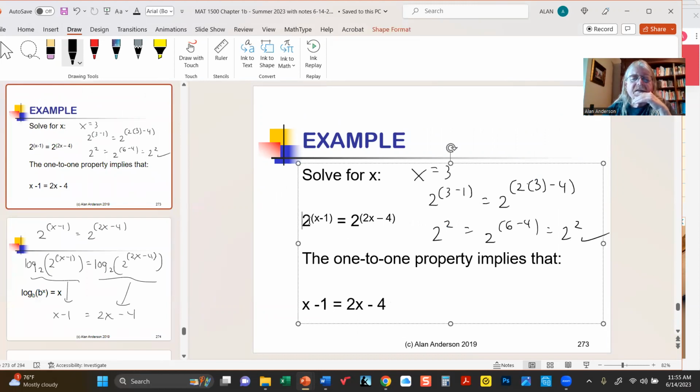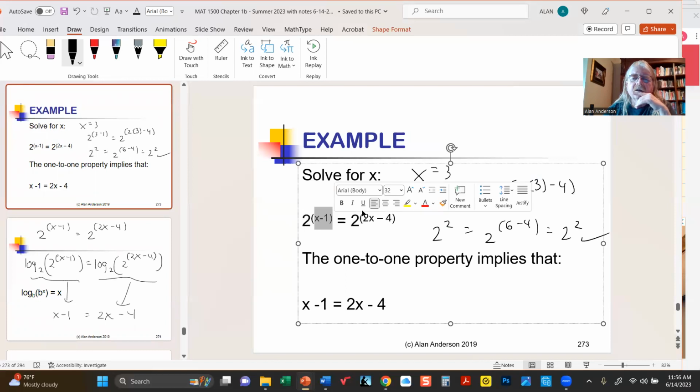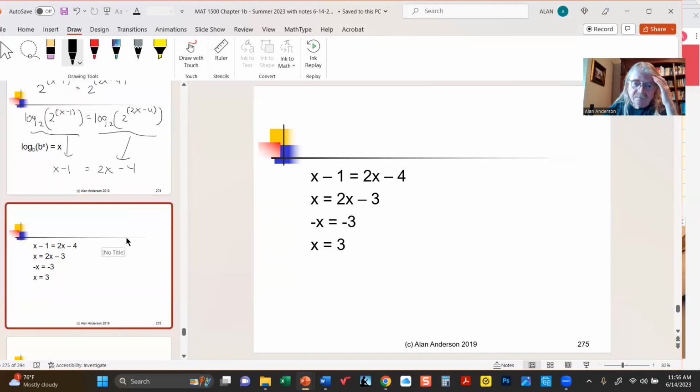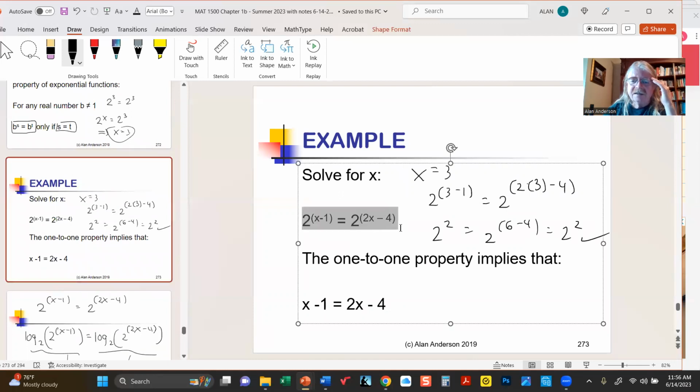For example, here, what if you had this staring you in the face on a test? You might say, oh my God, what do I do? But because of that one-to-one property for exponential equations, this implies that x minus 1 equals 2x minus 4. And once that's done, you can just rearrange it algebraically and solve for x. And that turns out to be 3. So this tells me that x equals 3. And you can see, I've done it up here. This is the double check.